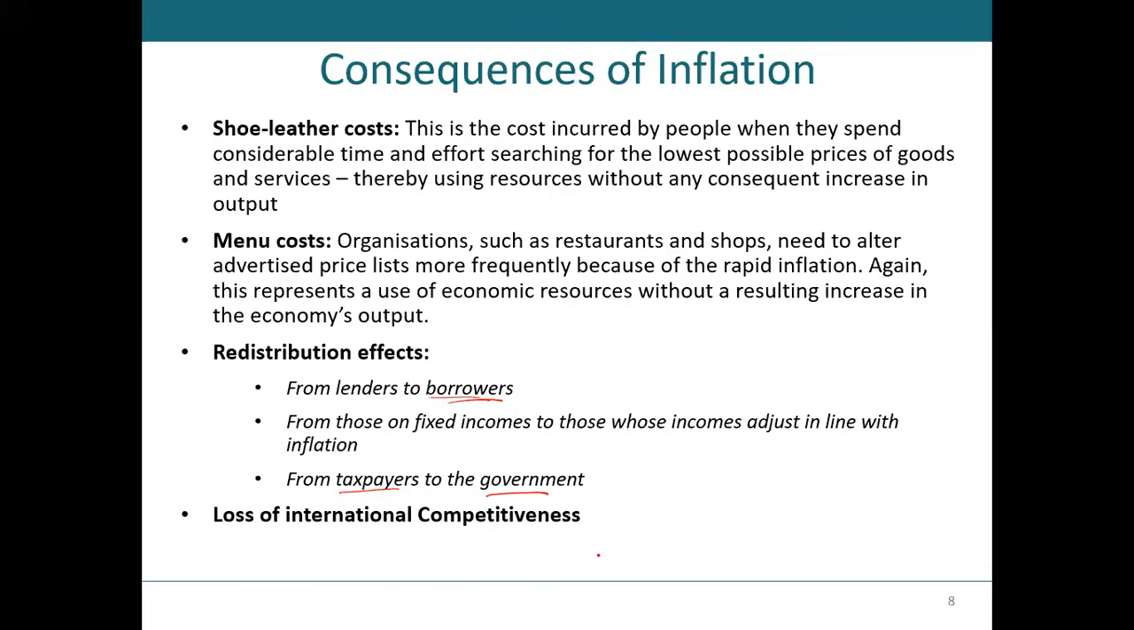All right. So this will bring us to the end of the introduction to inflation. So next, I'm going to talk about the relationship between inflation and unemployment.